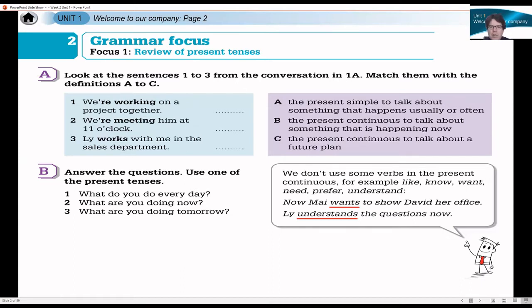Okay, we are working on a project together. Present continuous is ing. And it's what they're doing now. We are meeting him at 11 o'clock. That's a future plan, again, ing, that's the continuous form. Lee works with me in the sales department, usually, right?